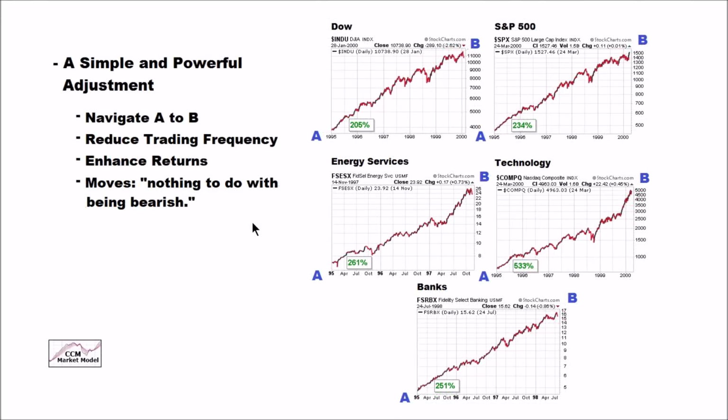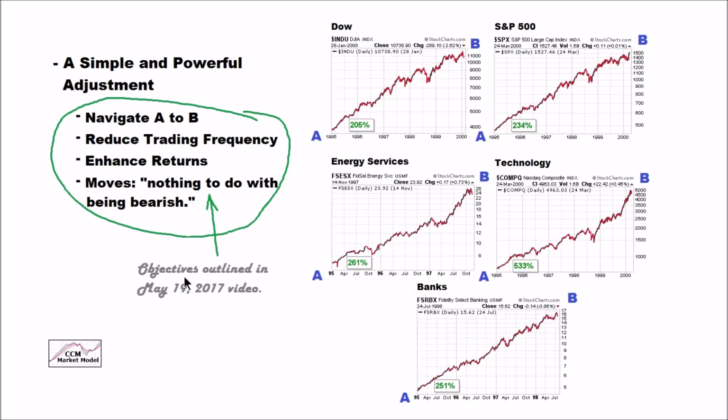Now we're back in the present day, or January of 2018, to recap the objectives. The simple and powerful adjustment that we made in May of this year was to help us navigate between a point A and a point B. We wanted to try to reduce trading frequency between point A and point B, enhance returns, and we also noted in May of 2017 that the simple adjustments and the chess moves that we made at that time had nothing to do with the master model, and they had nothing to do with the master model giving us bearish signals at that time.